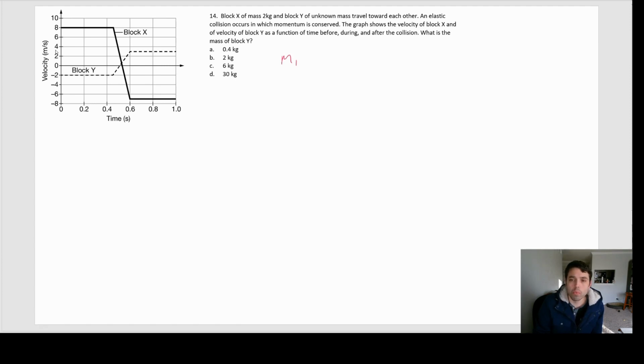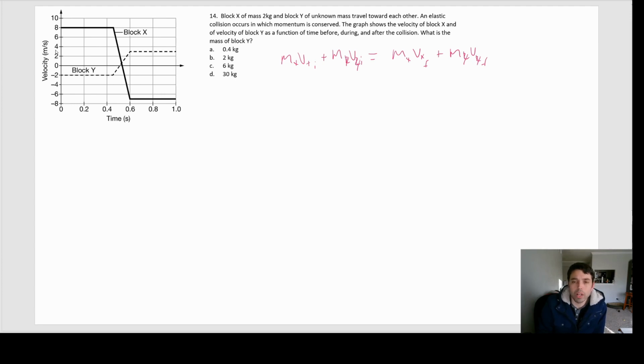So we're going to have m1v1i plus m2v2i equals m1v1f plus m2v2f. Obviously a lot of you could, because only a couple students got this one wrong. There's our setup. Now we just have to plug the numbers in the correct way. Block X has a mass of 2, block Y is the unknown mass. Let's make these an X and a Y, that way we know what we're talking about here.